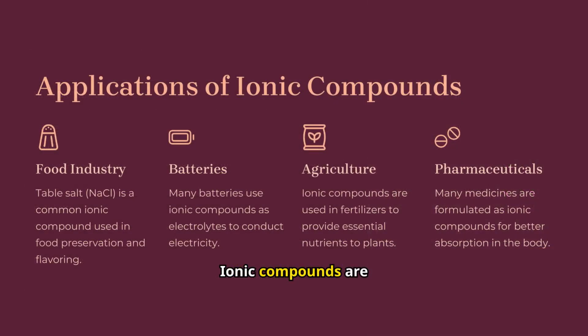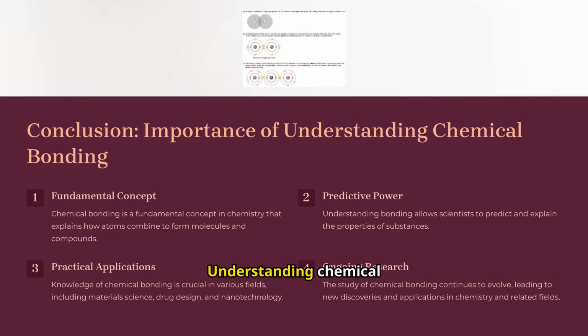Ionic compounds are vital across industries, enhancing food preservation, powering batteries, enriching agriculture with nutrients, and improving drug absorption in pharmaceuticals. Understanding chemical bonding is essential for predicting molecular properties, driving advancements in fields like materials science and drug design, and fostering ongoing research in chemistry.